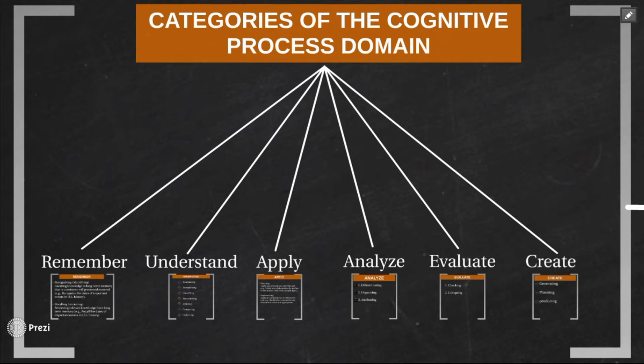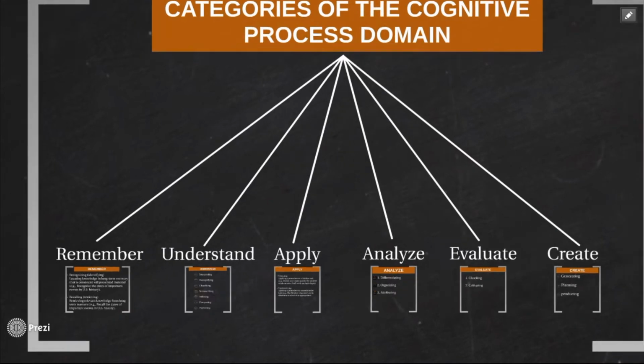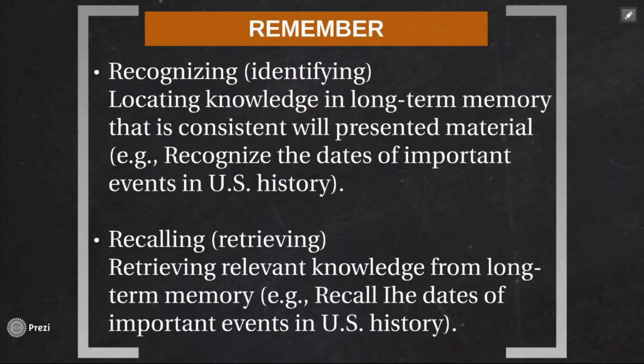There are 6 categories in the cognitive process domains. The first is remember, the second understand, the third apply, the fourth analyze, the fifth evaluate, and the last one is create. We start from the first category. It is remember. Remember includes recognizing and recalling.